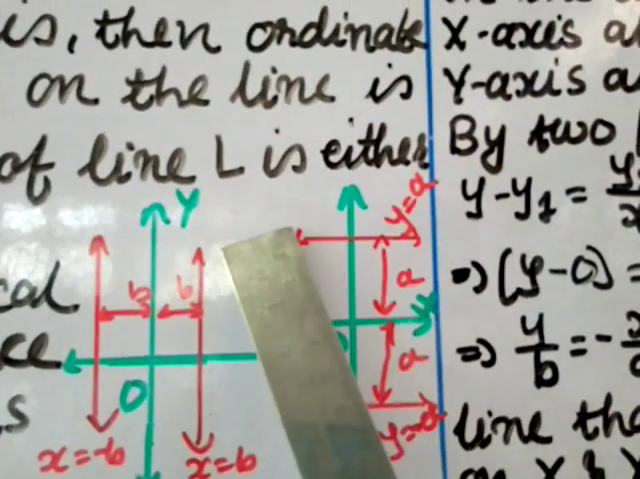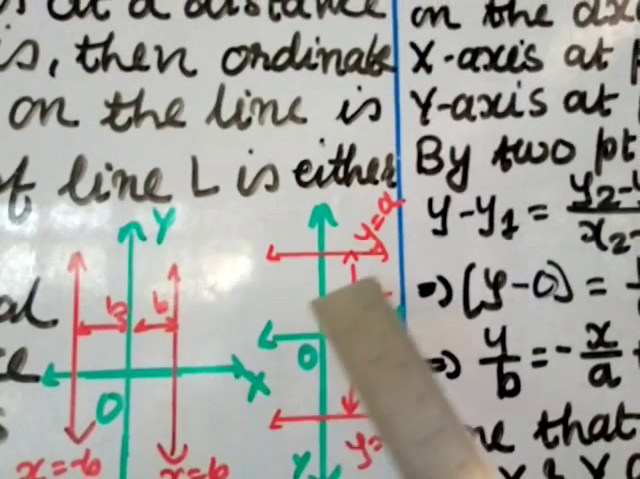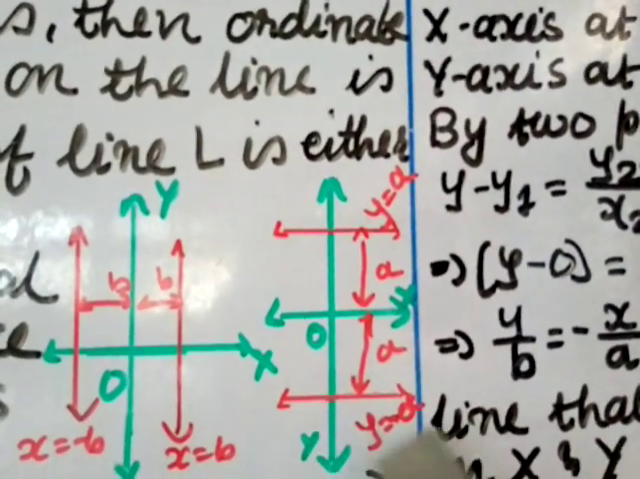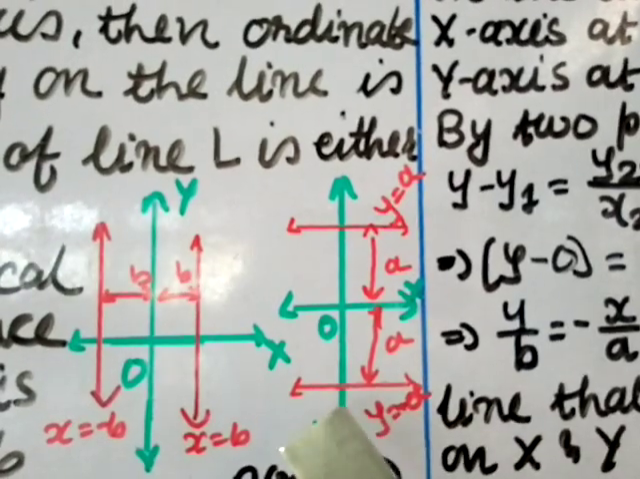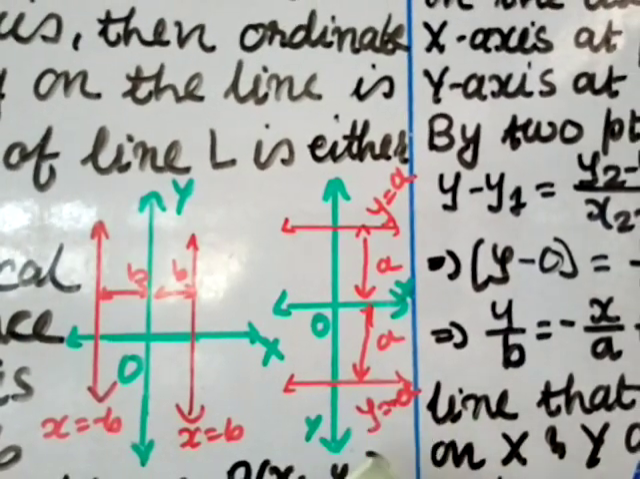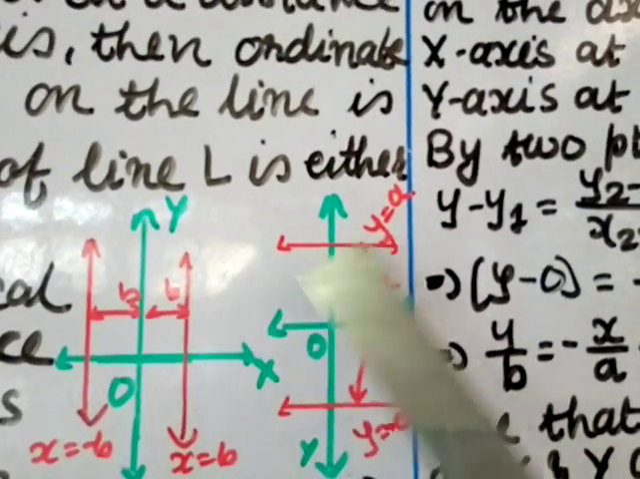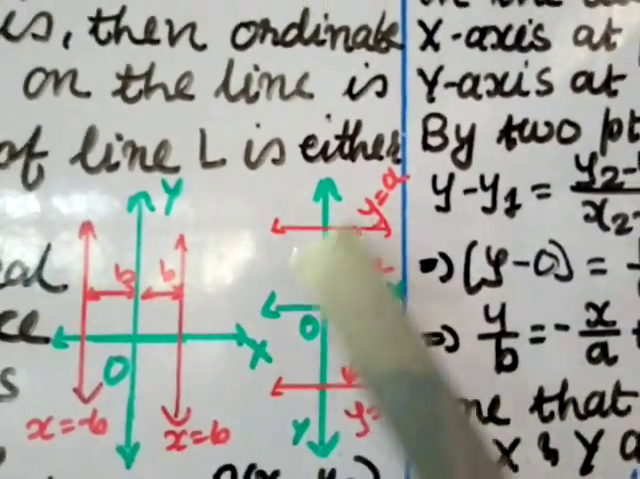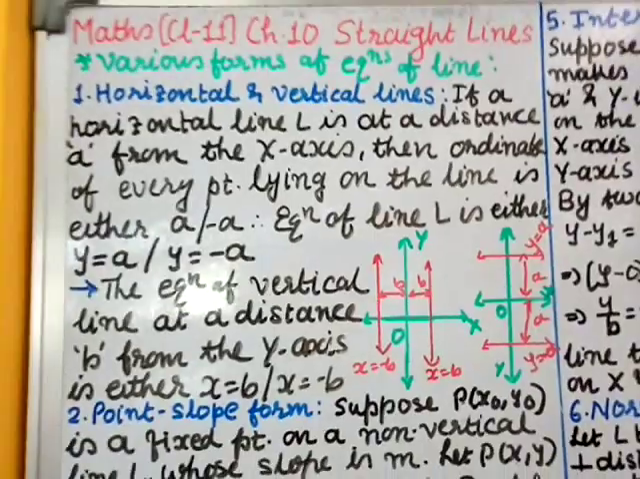If on this line you take any point, the y coordinate of this point will be plus a, and on this line if you take any point, the y coordinate of that point will be minus a. So this equation of the line is y equal to a, and this equation of line is y equal to minus a, and these are the horizontal lines.